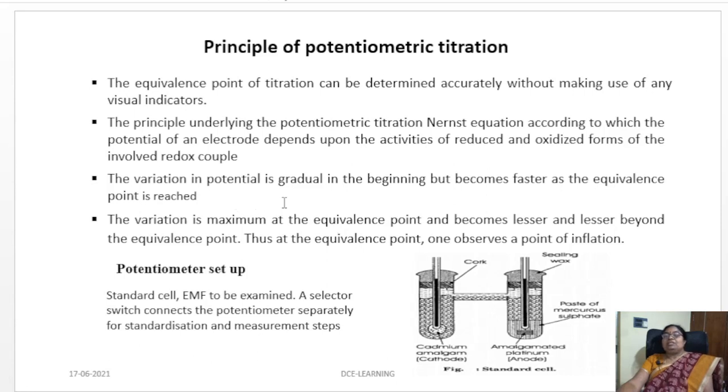The variation in potential is gradual in the beginning but becomes faster as the equivalence point is reached. The variation is maximum at the equivalence point but becomes lesser and lesser beyond the equivalence point. Thus, at the equivalence point, one observes a point of inflection. So we are going to observe the inflection point in the potential curve, where you observe the neutralization point which intersects the volume of the titrant.